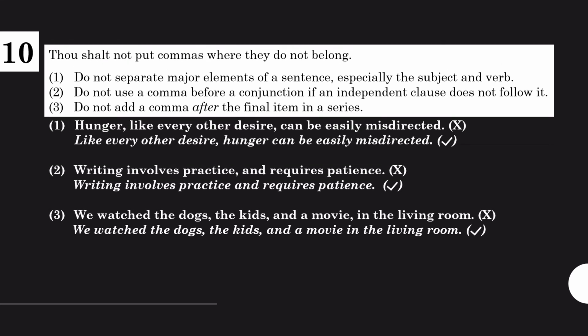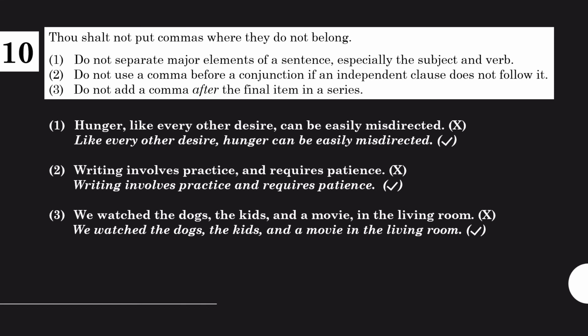Consider these examples. First, hunger, like every other desire, can be easily misdirected. Let's correct this one so the subject and verb are not separated. Like every other desire, hunger can be easily misdirected. Second, writing involves practice, and requires patience. We know that we can omit this comma since we are only dealing with a compound verb and not two independent clauses. Writing involves practice and requires patience.